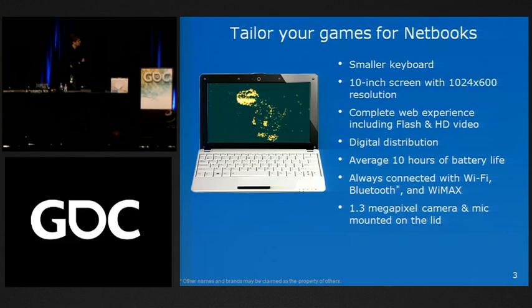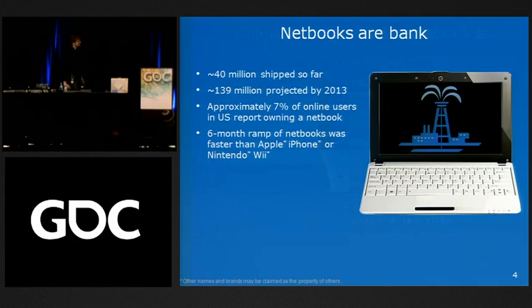The latest netbook, like the one that we're running this presentation on, averages about 10 hours of battery life. They usually come with Wi-Fi, Bluetooth. In the future, we expect to see more netbooks come with WiMAX as well. And you can assume that there's at least a 1.3 megapixel camera and a mic attached to the lid of the netbook. So these are some characteristics that are common in netbooks that are out in the market.